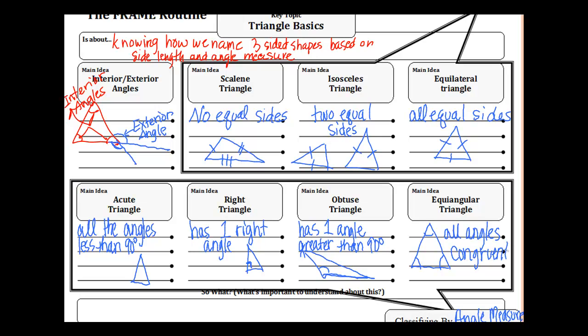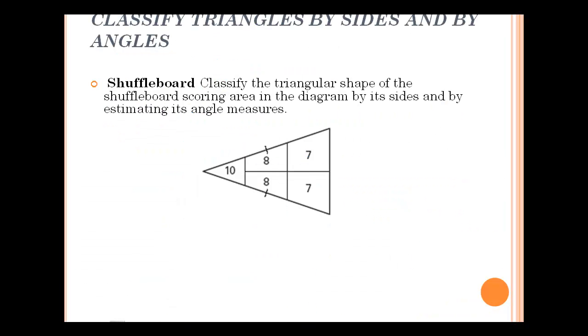Our so what here, what's important to understand about this, is we need to know how to accurately describe and name angles. That's what's important about this. We need to be able to do that so we can describe and name them to each other.